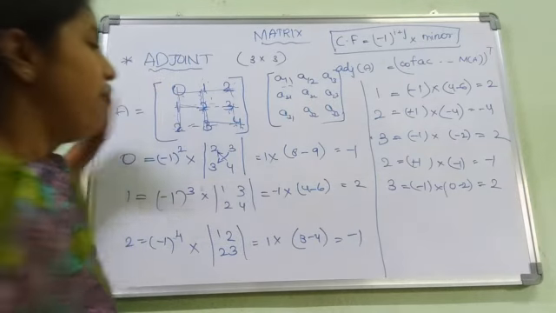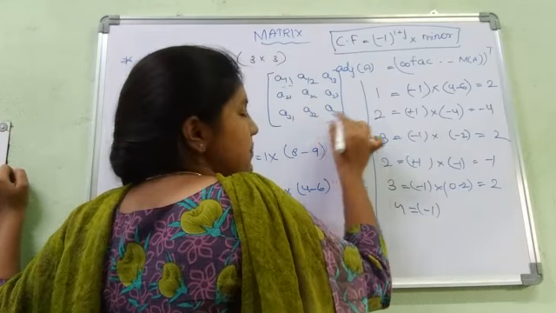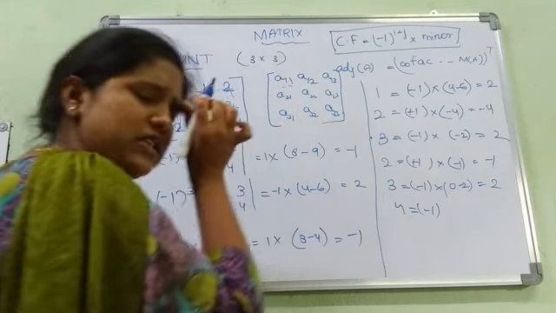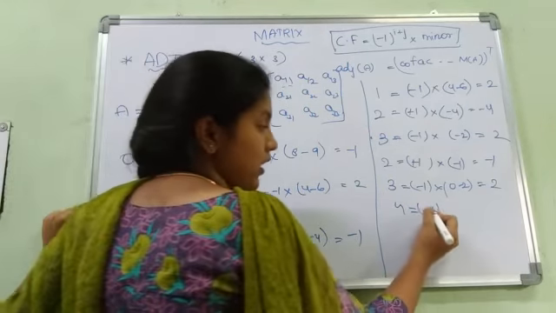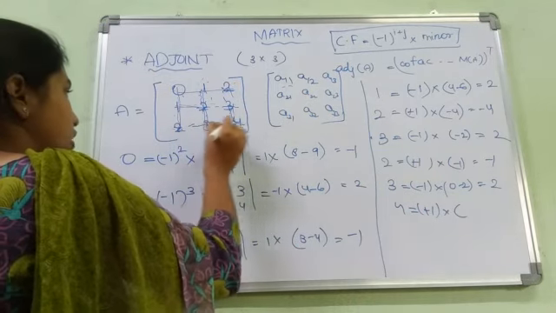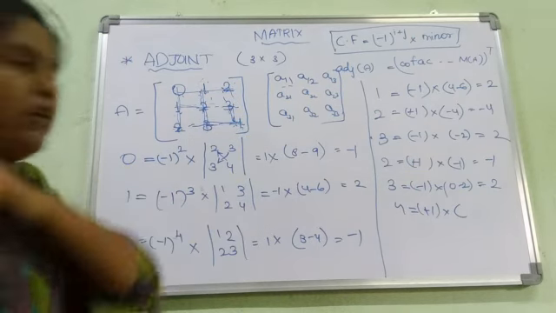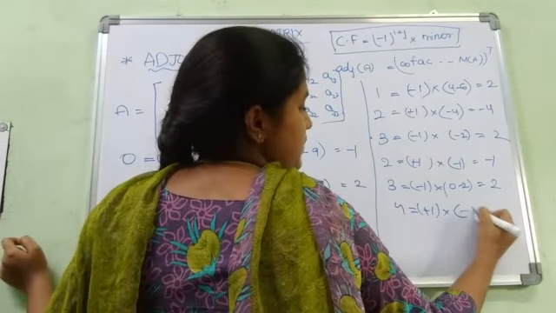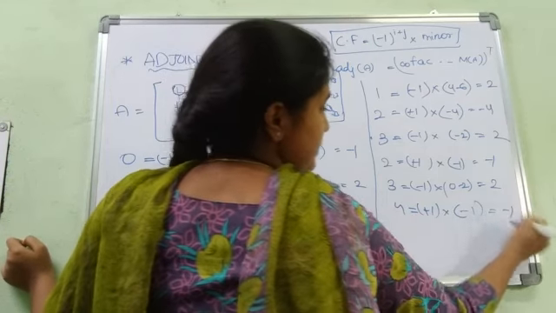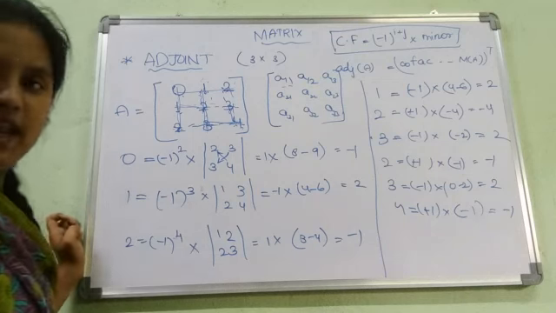And next, the cofactor of 4, the last one. Minus 1 to the power of 3 plus 3, 6. Minus 1 to the power of 6 gives plus 1 into the determinant. Just delete the respective row and column. You will get 0, 1, 1, 2. 0 minus 1 is minus 1. Minus 1 into plus 1 is minus 1. These are the cofactors of each element.